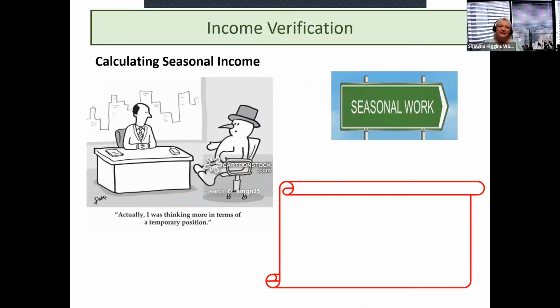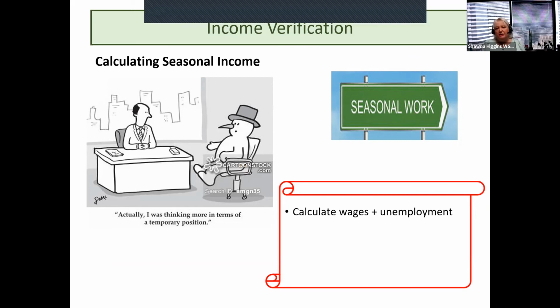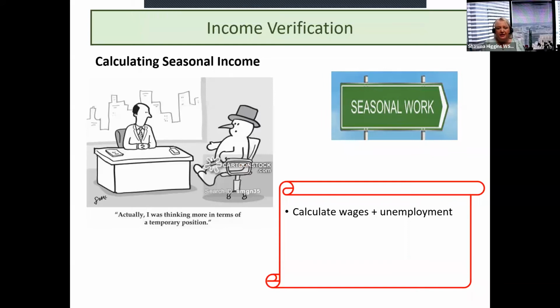So, calculating seasonal income. This is someone who works seasonally at different companies. You're going to want to calculate their wages plus unemployment. Again, like I was saying with the part-time hours before, if they don't work 52 weeks at that employer, you're going to want to find out what they're doing during the rest of the time. They may get unemployment or they may not. You're going to want to include all sources of income for the full 12 months.